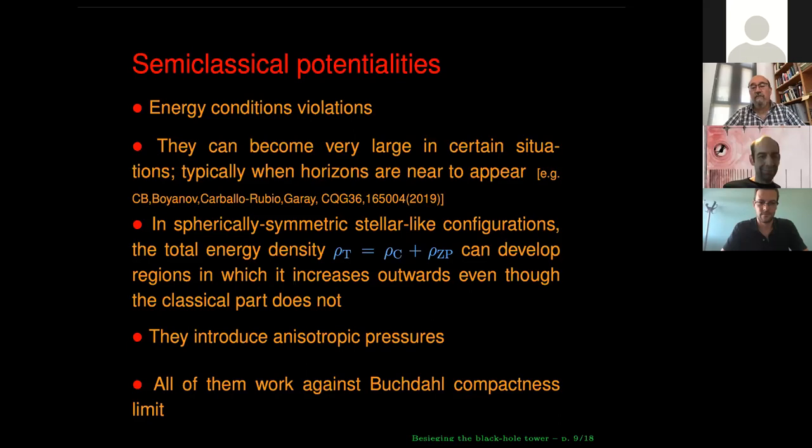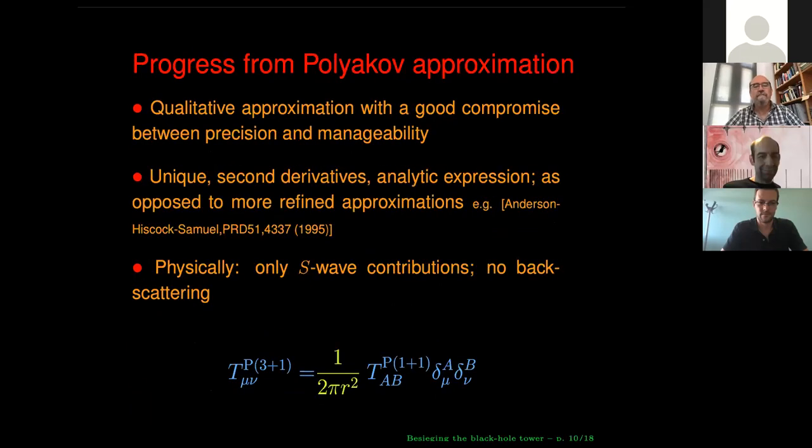So all of those characteristics work against the Buchdahl compactness limit, meaning that one can suspect that by analyzing semi-classical gravity, you might have configurations surpassing the compactness limit of Buchdahl.